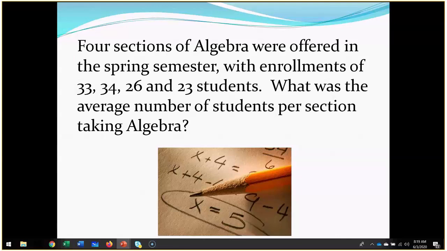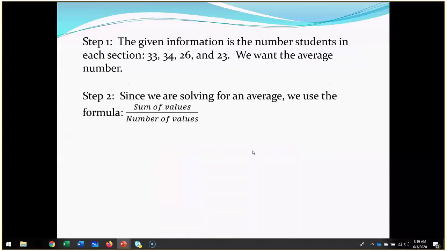Okay, so they're giving us the number of students in each section, and they want to know the average number. So one of the first things I'm going to do after I read it is go back, see what they gave me, figure out what the question is asking, and if I don't know what that is, I might need to look that up. So to find the average of something, if you forgot, here's what you do. It's the sum of the values over the number of values.